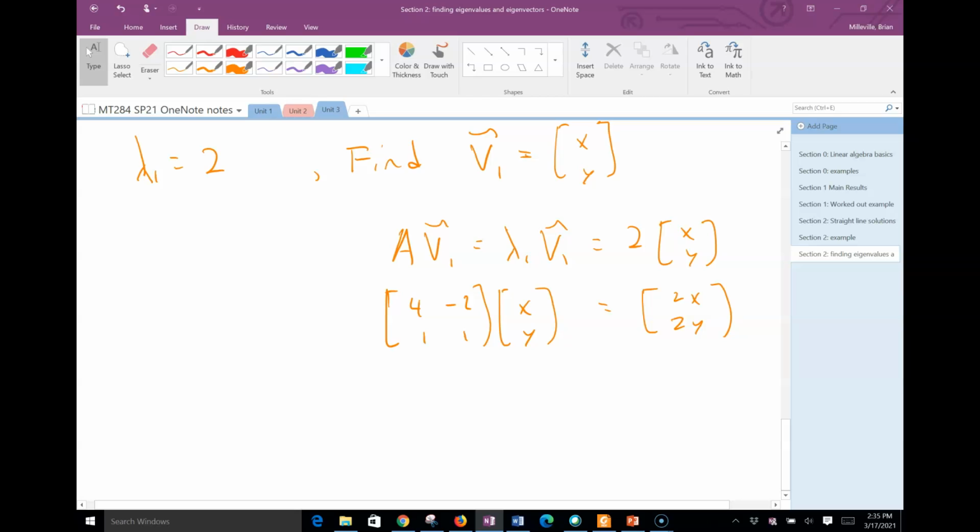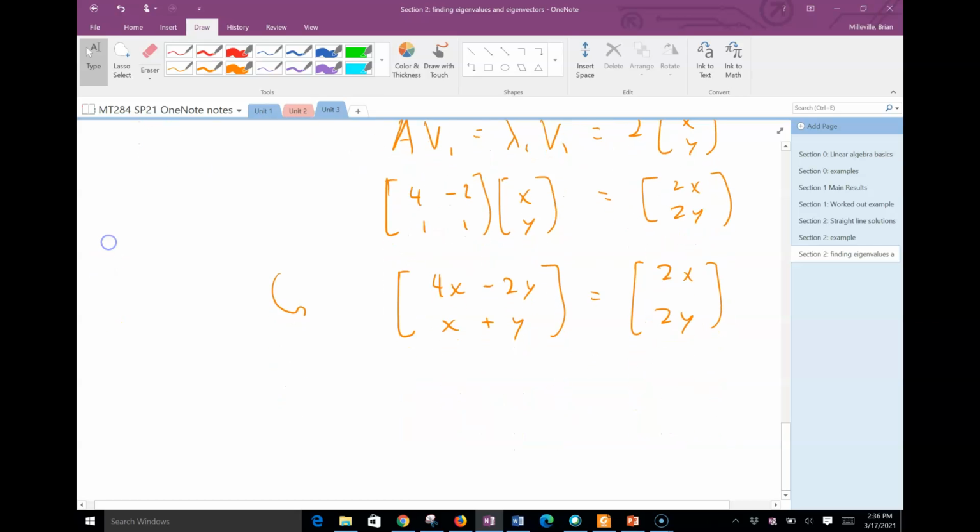Okay, now doing the matrix multiplication here, as we've talked about in some of our previous work, that's going to give us the vector 4x minus 2y. Keep in mind we multiply the row by the column. And then likewise, we're going to multiply the row by the column here. So 1 times x plus 1 times y, and that's going to go in our second entry. So it's going to be x plus y there. And that's going to equal, on the right-hand side, 2x, 2y.